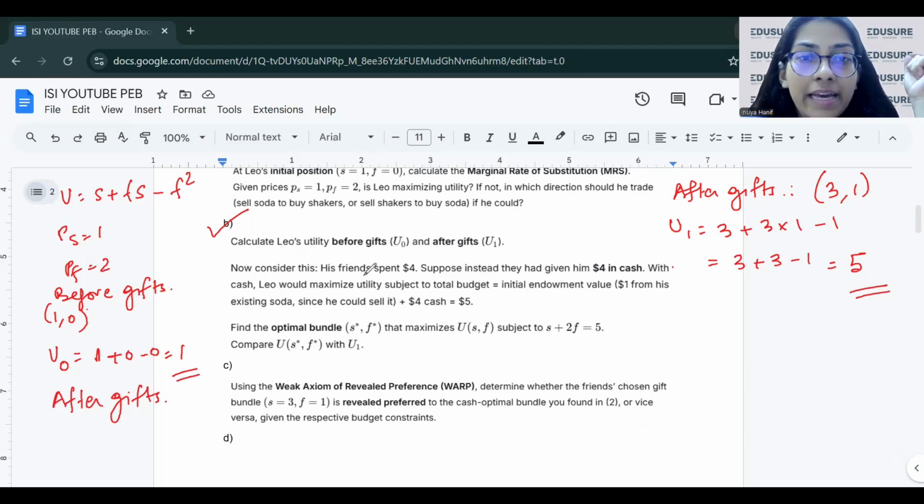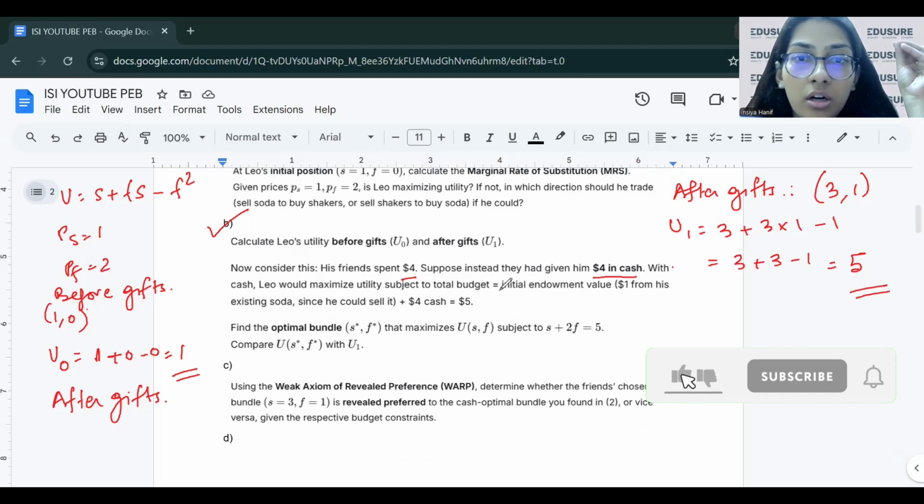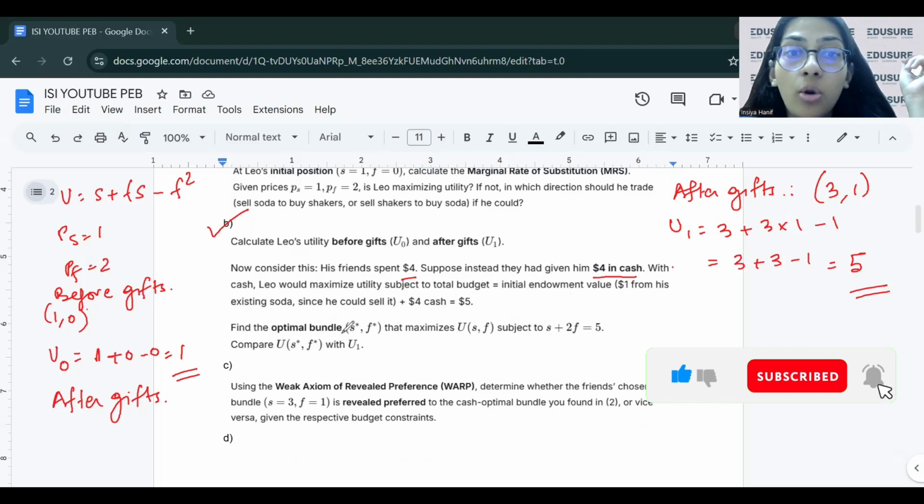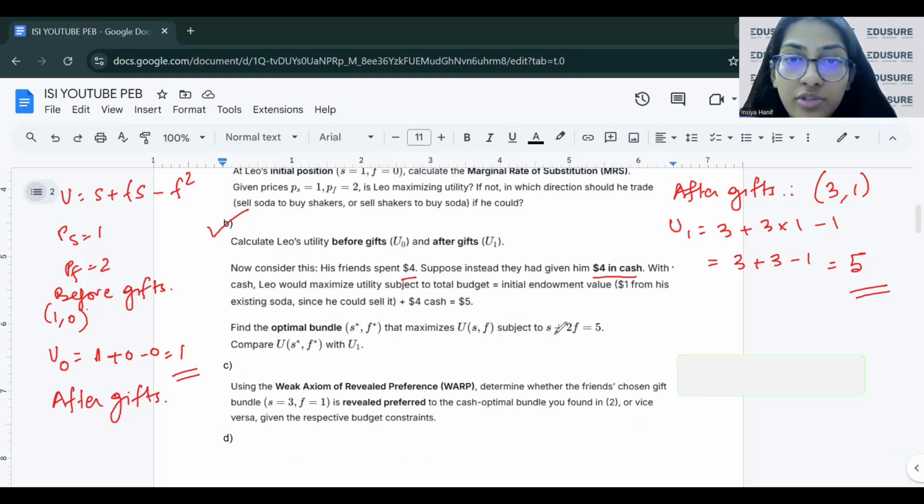Now consider this. His friends spent $4. Suppose instead they had given him $4 in cash. With cash, Leo would maximize utility subject to total budget, which is equal to initial endowment value. So $1 from his existing soda, since he could sell it, plus $4 in cash, which is $5. Now find the optimal bundle that maximizes the utility subject to this.